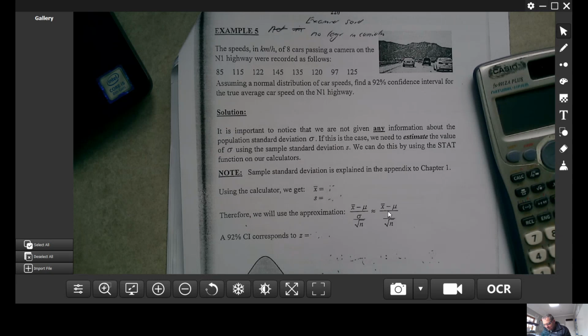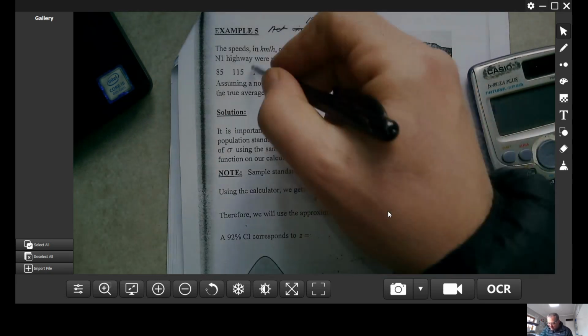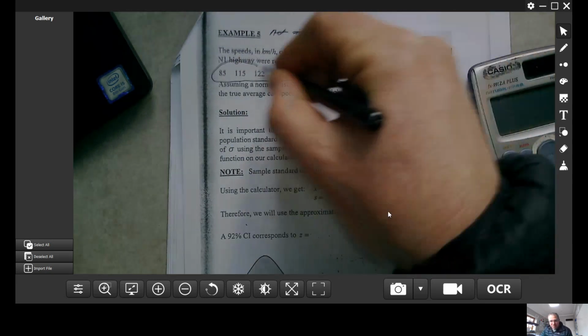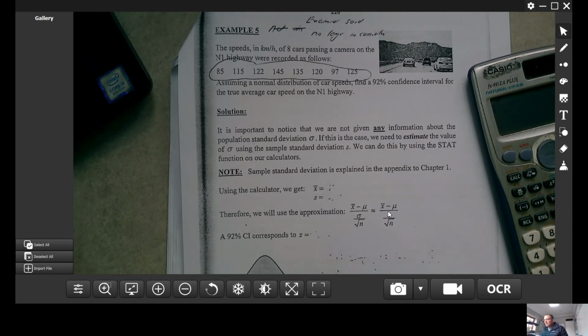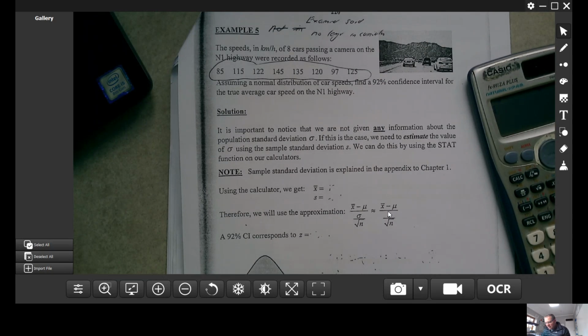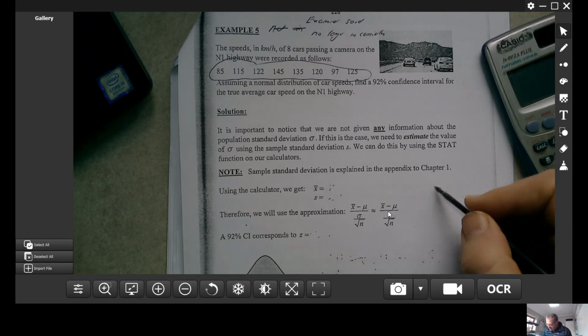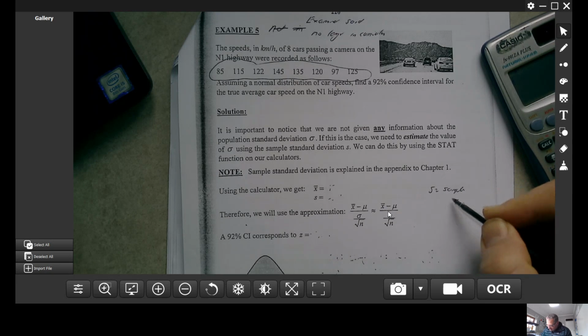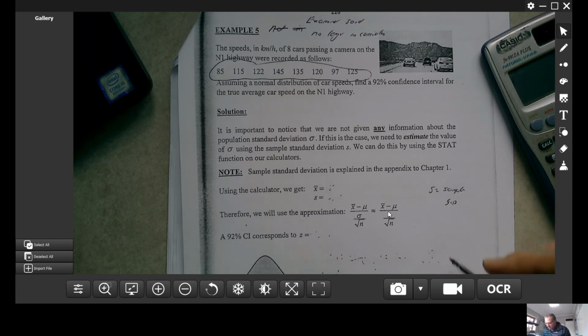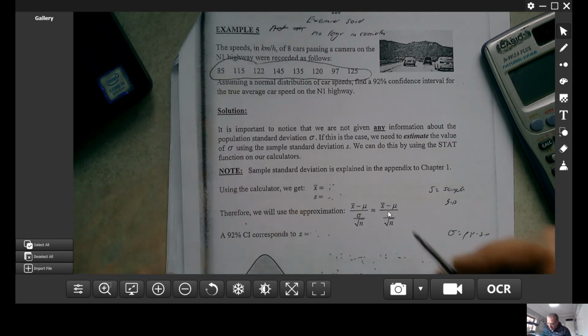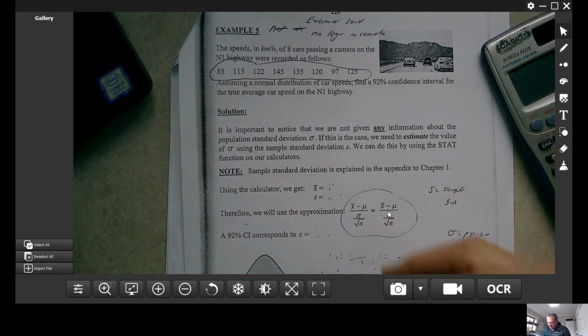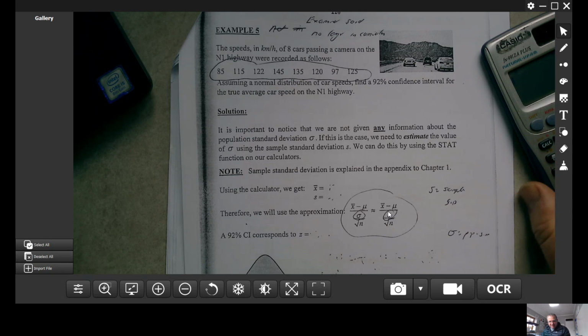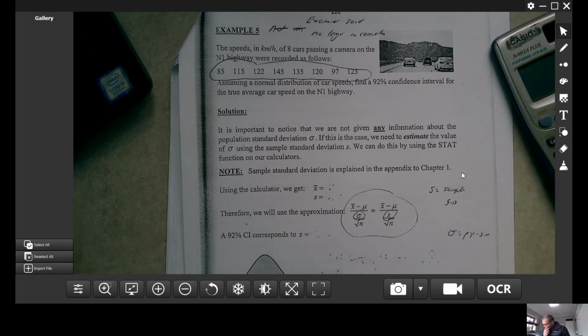If we have a look here, guys, we're not given sigma. In an exam situation, they'll tell you what sigma is. In other words, they'll give you the population standard deviation. But we can find the sample. This notation S stands for sample standard deviation, as opposed to sigma, which is your population standard deviation. So we can use an estimate, that's what they're saying over here, where instead of using sigma in the formula, we're going to use S. And you can find S on your calculator.